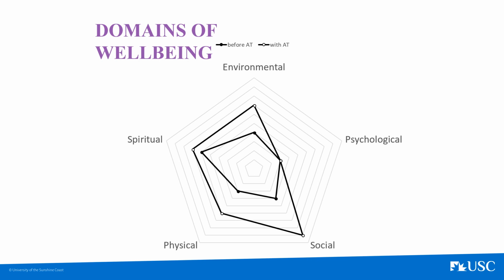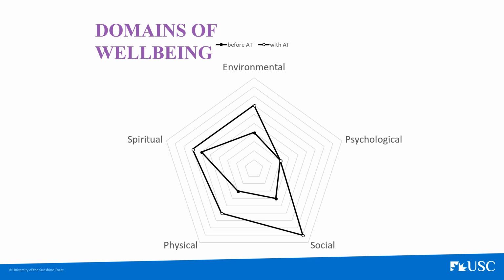But environmentally, they've got more access. Spiritually, maybe a little more enlightened, a little more quality of well-being. But really noticeable is how much more social this person was after having been given assistive technology. In this case, I believe that this was a powered wheelchair. So someone was a normal wheelchair user, was now getting a powered wheelchair, and by being able to access more in the environment, that really changed their social domain and well-being.